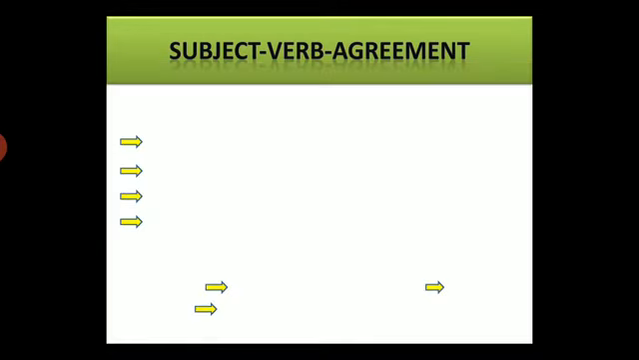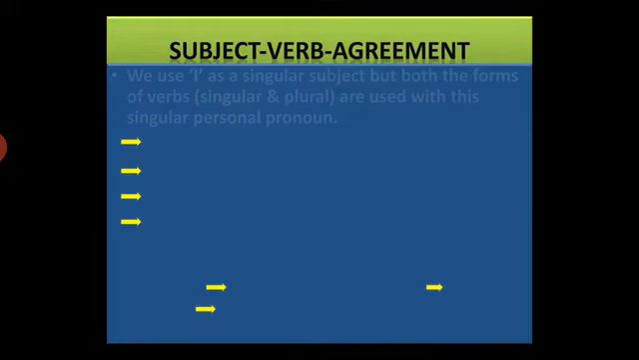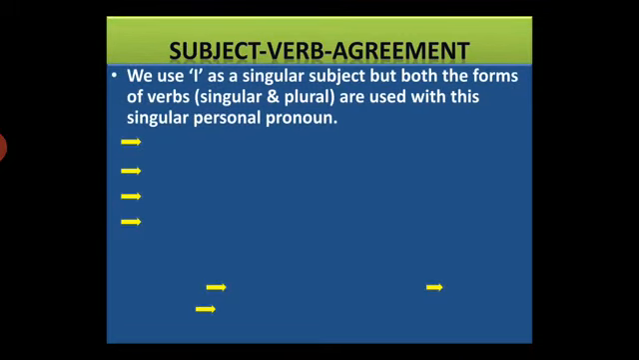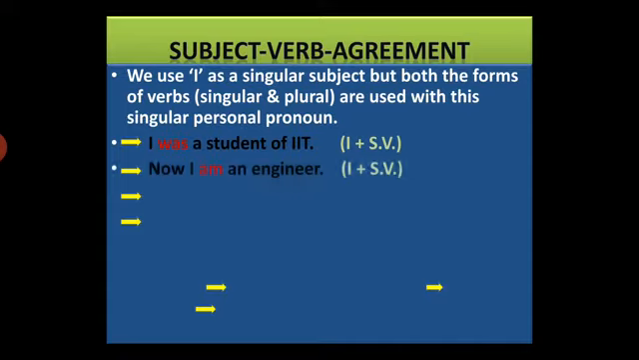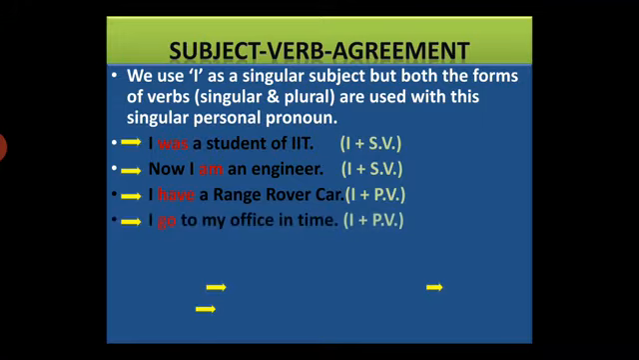We use I as a singular subject, but for I we use both forms of verbs, either singular or plural, like I was a student of IIT. Here, for I we have used the singular verb was. And also in the second sentence, now I am an engineer, the verb am is also singular. But in the next two examples, I have a Range Rover car and I go to my office in time.